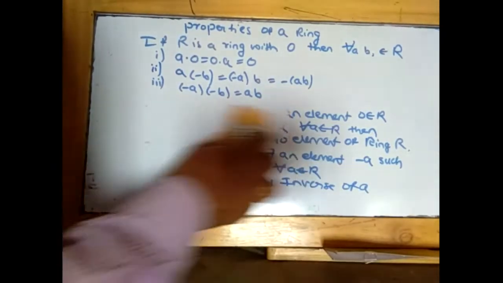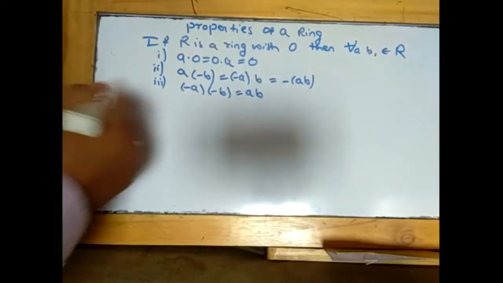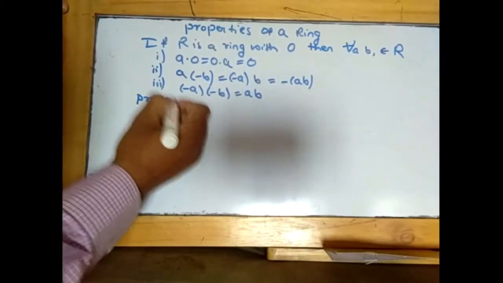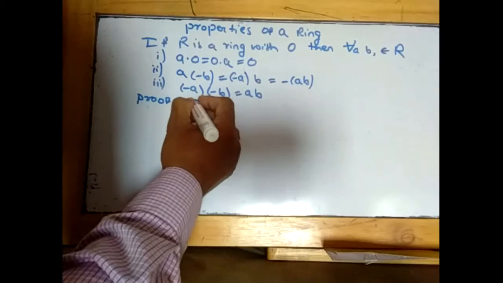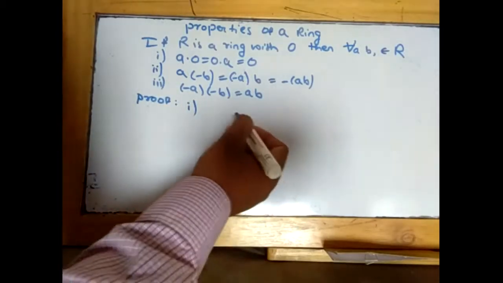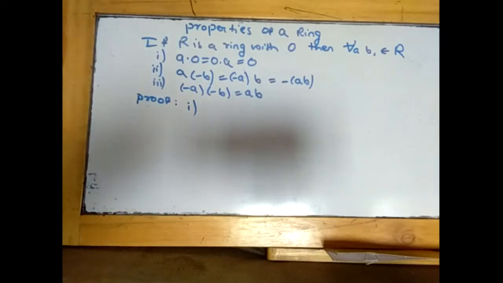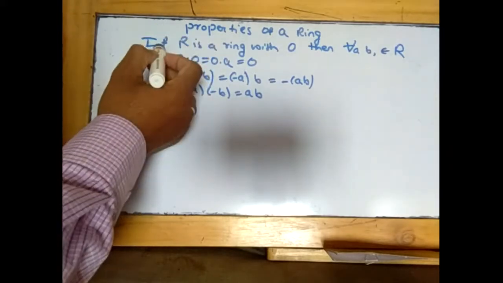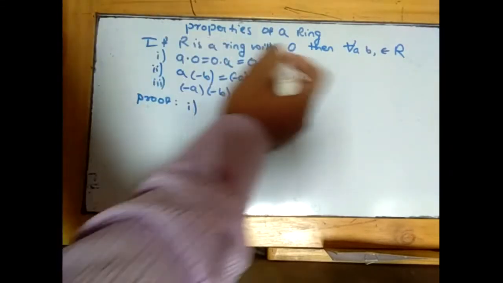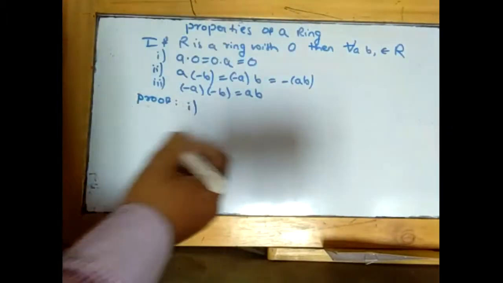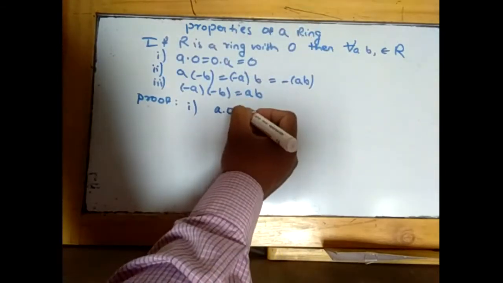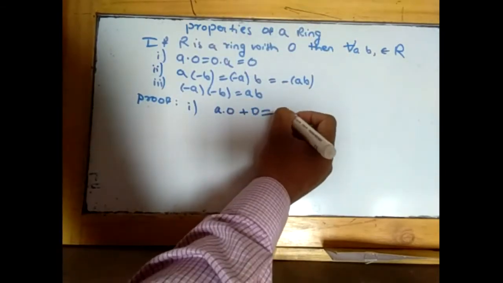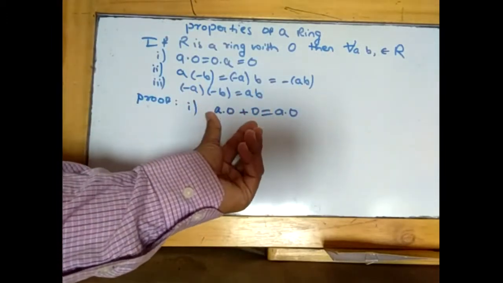So next we prove the theorem. So proof. So first, to prove the first one, just now I have told that if there exists an element 0 such that a plus 0 is equal to a. Okay, so now it is given that R is a ring with 0, that means 0 is the element of the ring R. So now according to the zero element property, a into 0 plus 0 gives a into 0. That is similar to this.